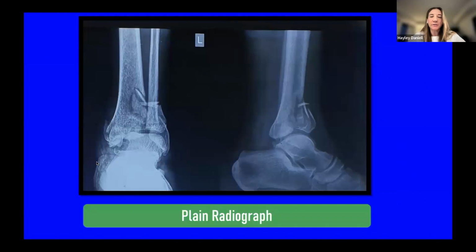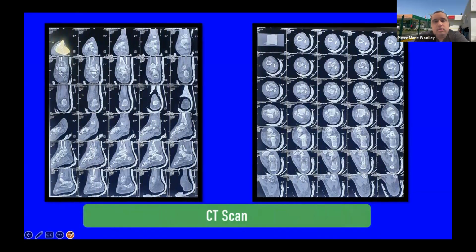It looks like Dr. Woolley has a question. Go ahead. Yeah, that's a great case. Thank you for presenting. My question is, can you go back to the sequence of how you fixed it? Did you go to the fibula first, or how was your thought process in fixing it initially?